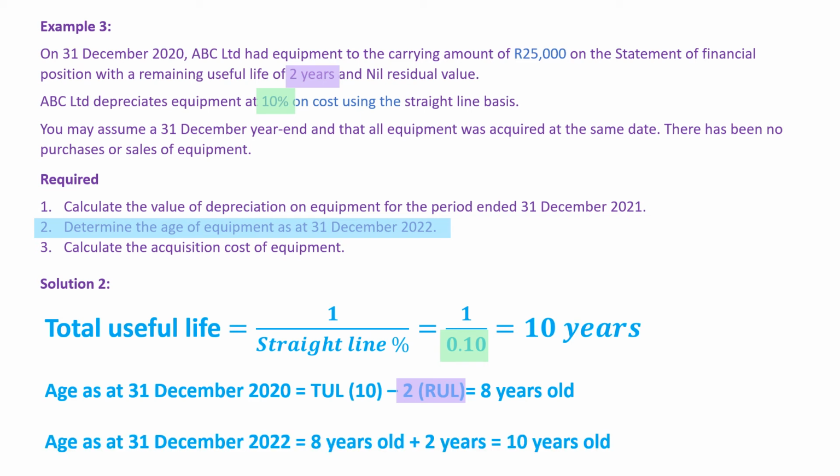From 31 December 2020 to 31 December 2022, there's a passage of 2 years. So 8 plus 2 gives you 10 years. So your age of equipment as at 31 December 2022 is 10 years old.